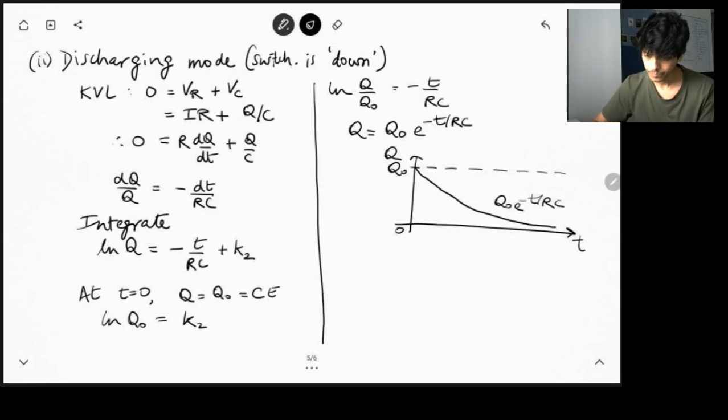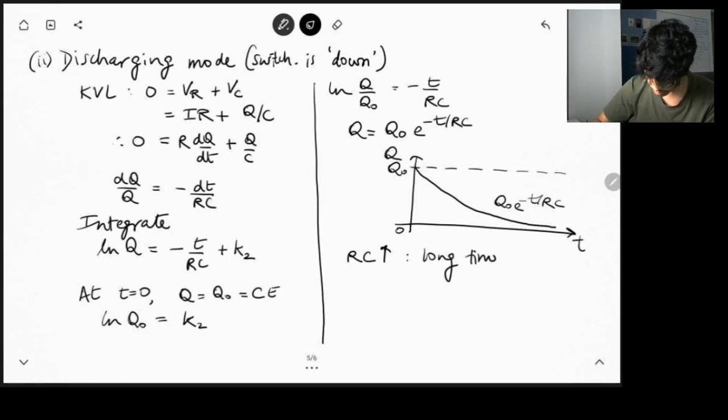So once again, RC will control how fast or how slow this discharging happens. So if RC is more, then it takes a long time to discharge. And if RC is small, it takes less time to discharge.